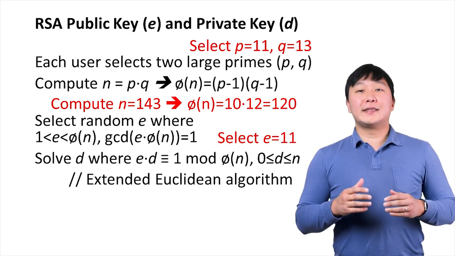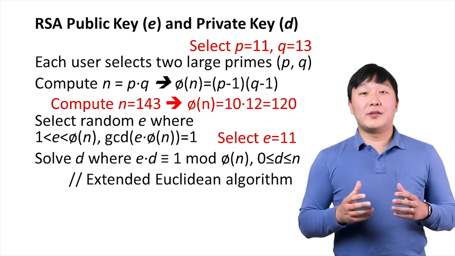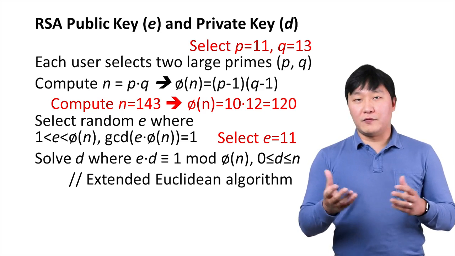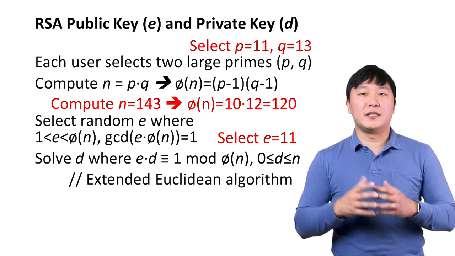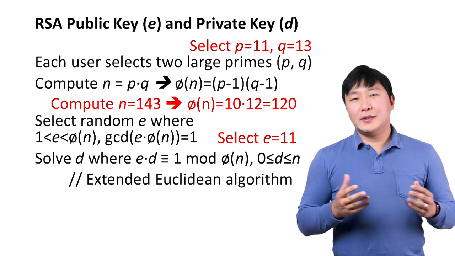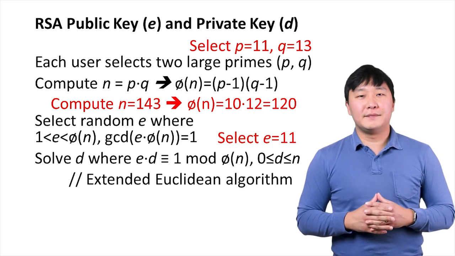The user now selects a random e, which is smaller than phi of n, and is co-prime to phi of n. In other words, the greatest common divisor of e and phi of n is equal to 1. Suppose it chooses e is equal to 11.